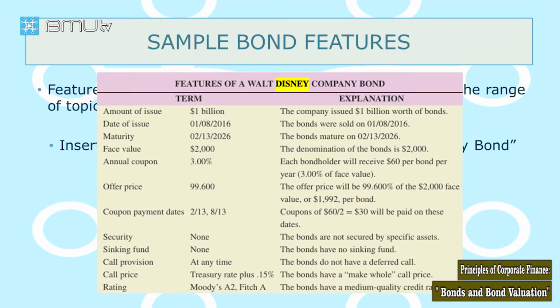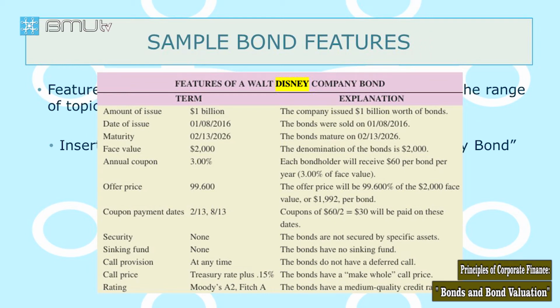It means that it's priced at $1,992 per bond. Coupon payments are semi-annual. The payment dates are 13th of February and 13th of August. At each period, $30 of coupons will be paid. Security: no, the bonds are not secured by a specific asset. That's not asset backed. Sinking fund: no, the bonds have no sinking funds. That means it's against investors.